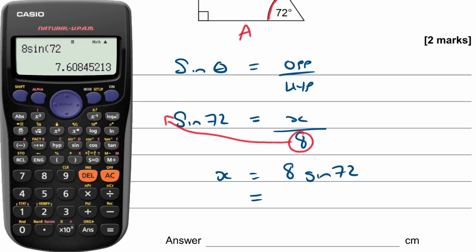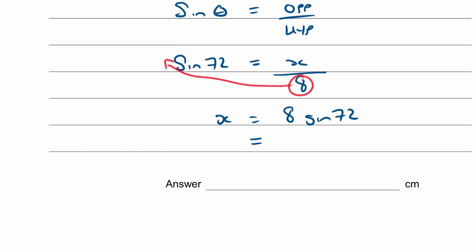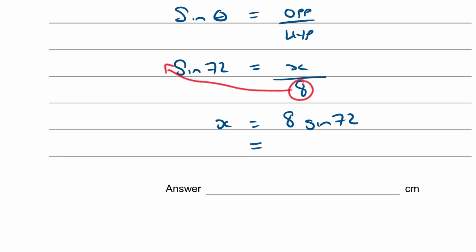I'm going to round that off to 3 significant figures. Does it tell me to do that? Nope. If it doesn't say, then 3 significant figures is usually a good one to go for. So I'm going to round that off to 7.61.